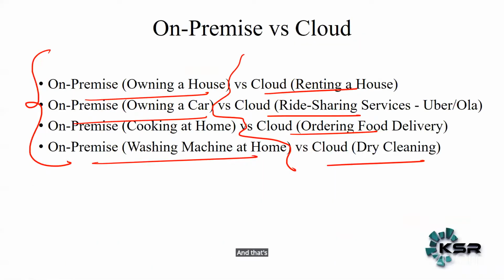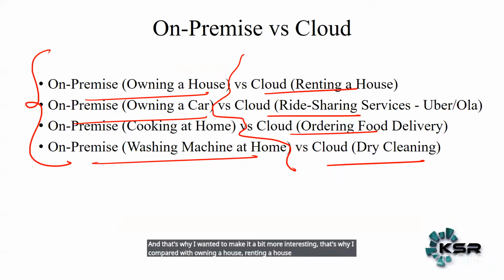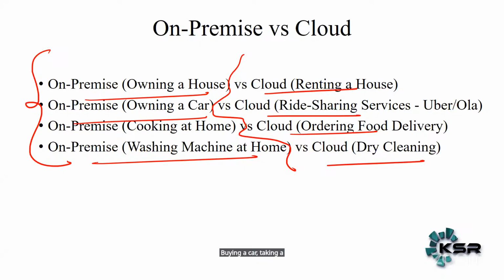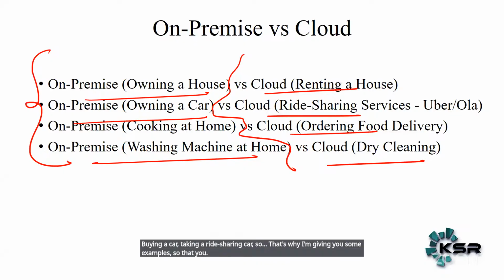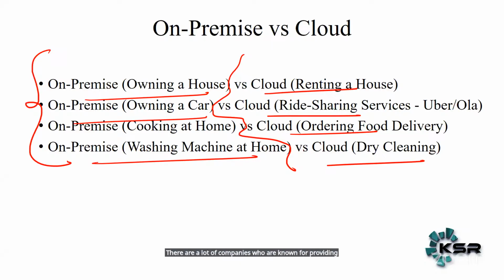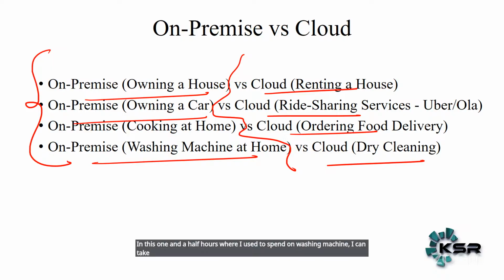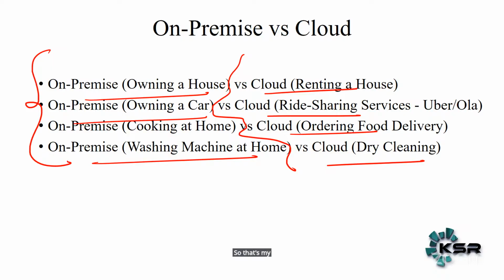That's why I wanted to make it a bit more interesting. That's why I compared it with owning a house, renting a house, buying a car, taking a ride sharing car. There are a lot of companies known for providing ride sharing, or maybe dry cleaning. These are service providers, so I make use of them, right? The same way, in the 1.5 hours I used to spend on the washing machine, I can take another class. That's my intention, my priority. Like this, in everyone's life, there is a priority.